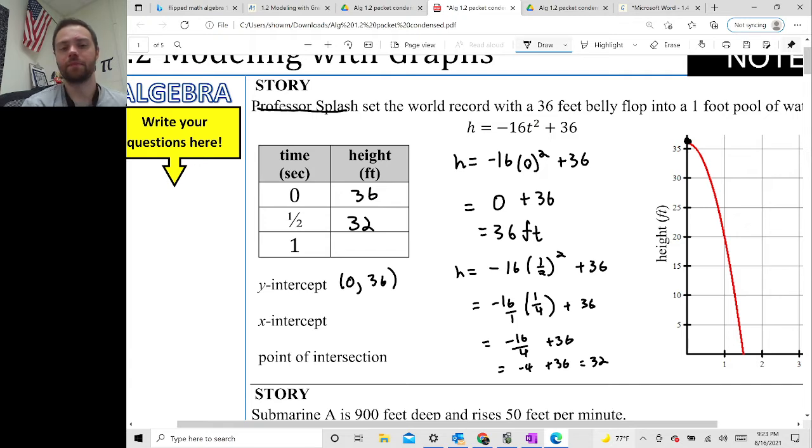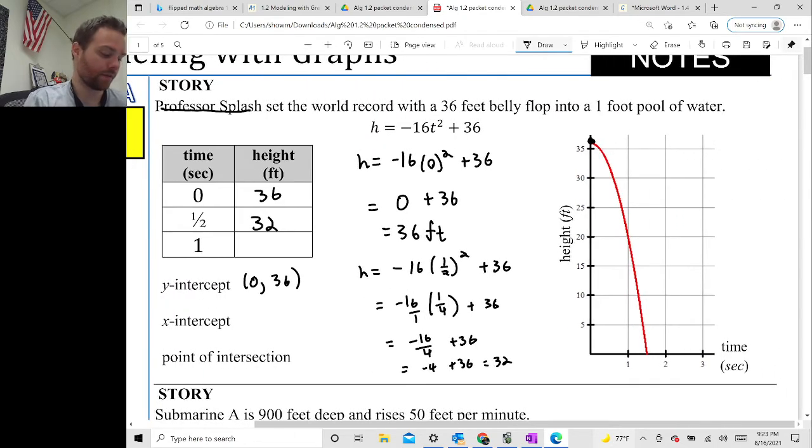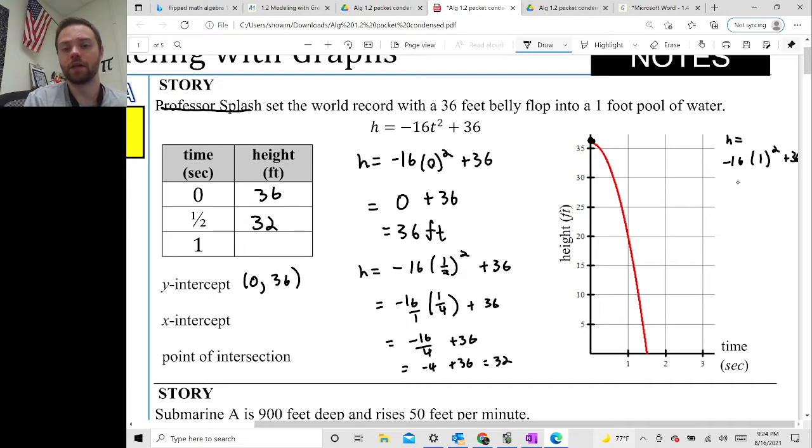Okay. So the next thing we want to plug in is 1. So hopefully you're following along with that. I think I'm going to do 1 over here. So h equals negative 16 times 1 squared plus 36. Well, 1 squared is 1. So I've got really just 36 minus 16, because 1 times negative 16 is negative 16. So that's 36 minus 16, which is 20. So after 1 second, I'm 20 feet in the air.